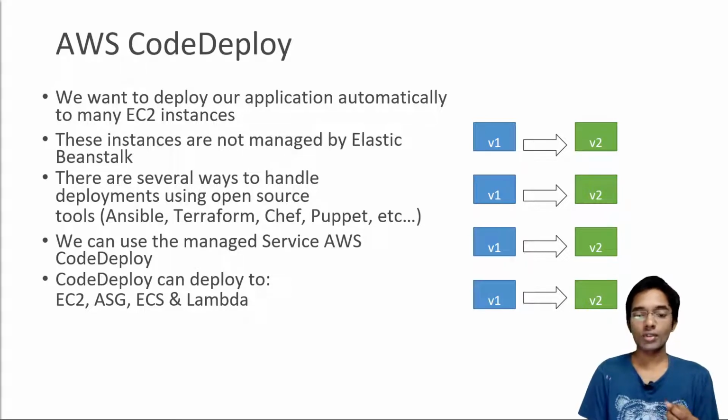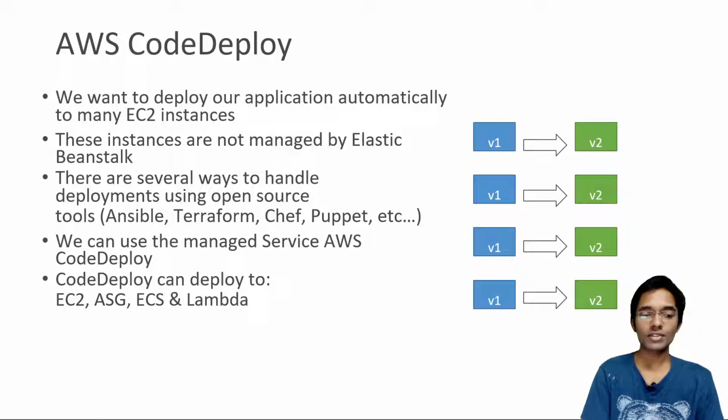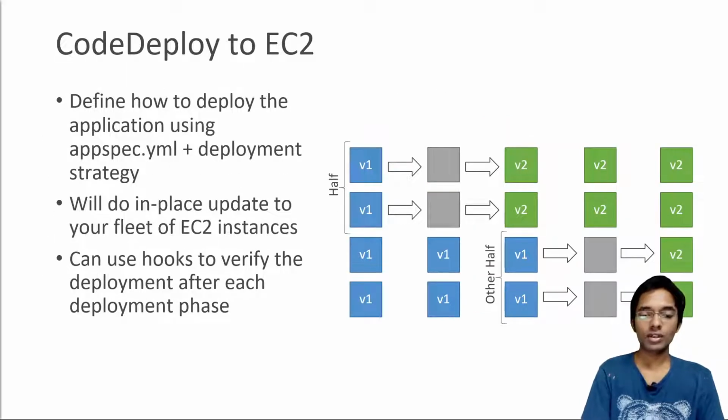So there are several ways to do deployments on AWS, such as Ansible, Terraform, Chef, and Puppet, and then even Elastic Beanstalk. But we can use a managed service, CodeDeploy, to deploy specifically on AWS. And why? Because CodeDeploy has integrations with EC2, Auto Scaling groups, Elastic Container Service, and Lambda. So now let's have a deeper look at how CodeDeploy works for each and every one of these services. The first one is EC2.